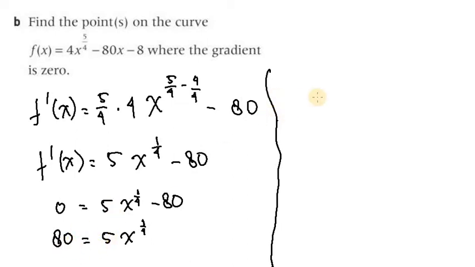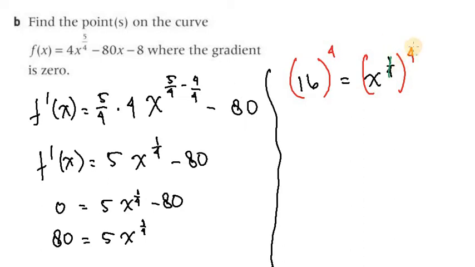80 divided by 5 is 16. So we have 16 equals x to the power of 1 over 4. Now we have the power of 1 over 4 over there. Let's raise both sides to the power of 4, so it will cancel the 1 over 4. So 16 to the power of 4 is 65,536, which equals x.